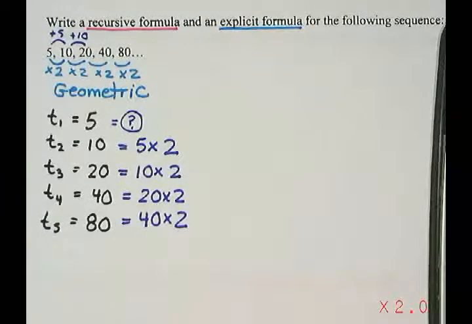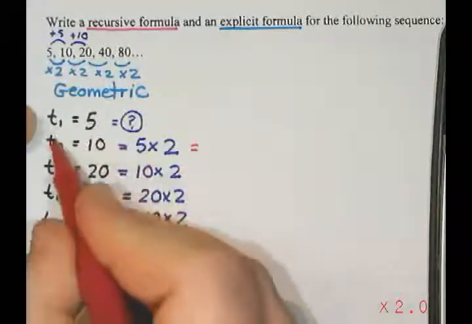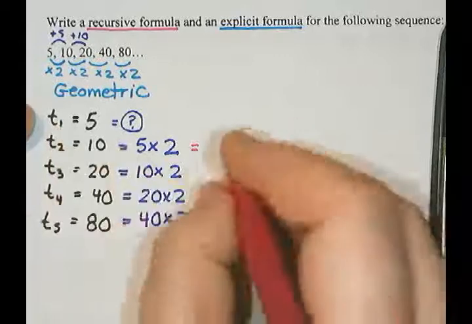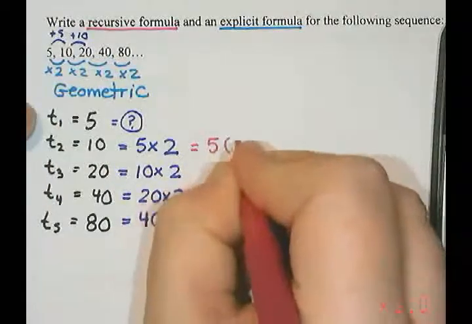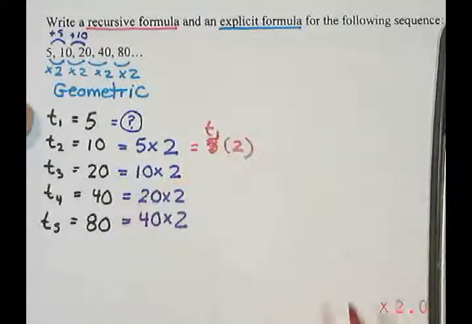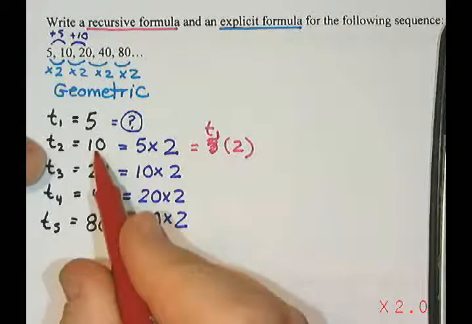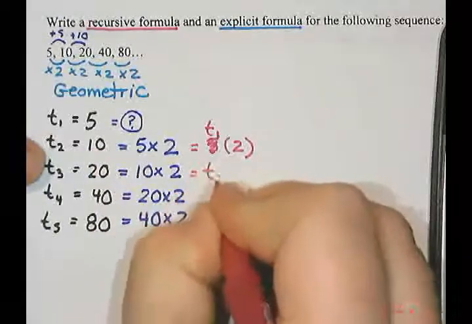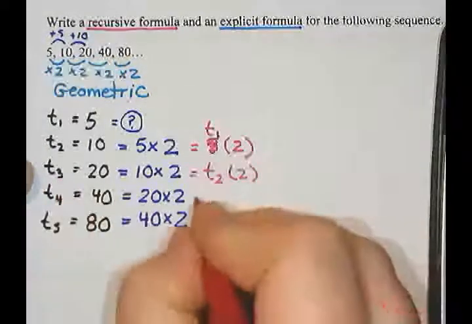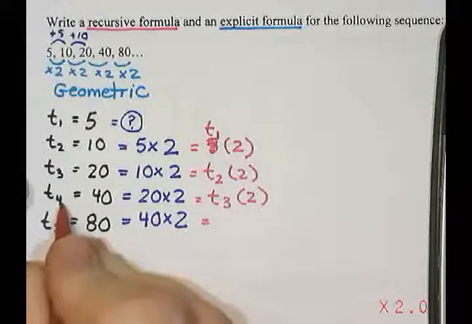So to figure out my recursive formula, we're going to do one more step here. This 5 is really term 1. So instead of putting the 5, I'm actually going to put term 1. So this is term 1 times 2. Sorry about that, I wasn't supposed to write it that way. Now 10 is really term 2. So I'm going to say this is term 2 times 2. 20 is really term 3 times 2. And 40 is actually term 4 times 2.